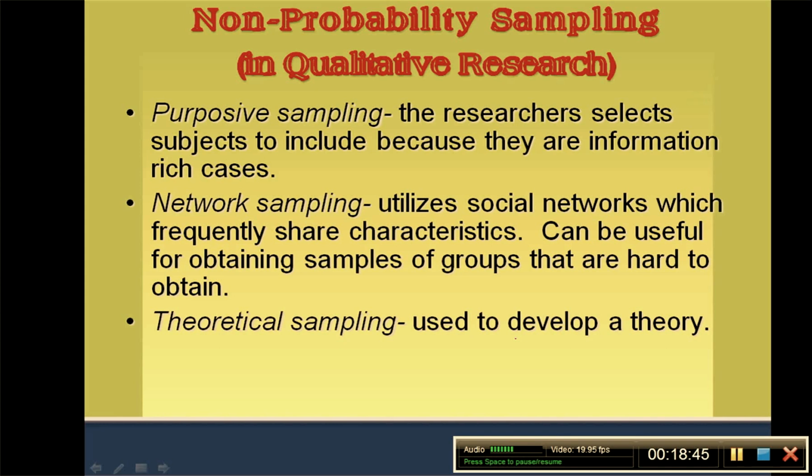Theoretical sampling is used to develop a theory. Theoretical sampling could help you develop a question for a larger research. So these can be good if they're non-probability sampling. These are not all bad. They all have their place in real research, okay?